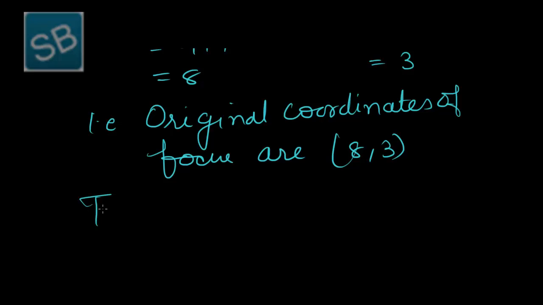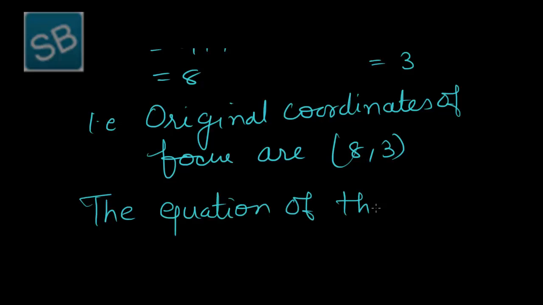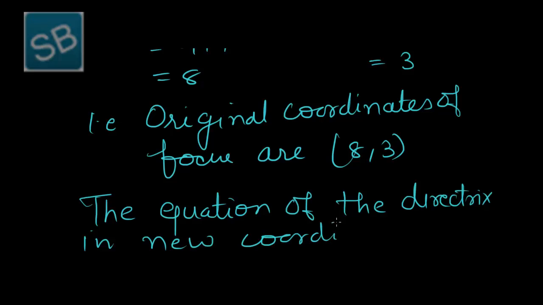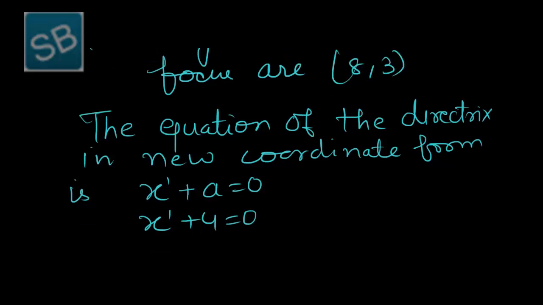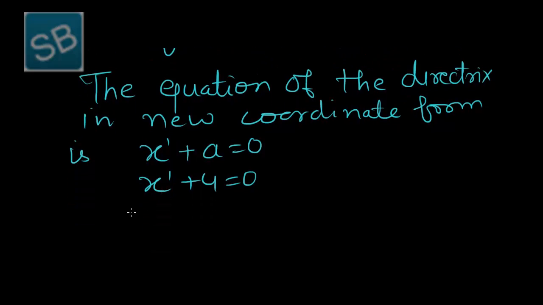Simply, so equation of the directrix in new coordinate form is x dash plus a is equal to 0. That is x dash plus 4 is equal to 0. That means we will substitute x dash, that is x minus 4, plus 4 is equal to 0. That is x is equal to 0.